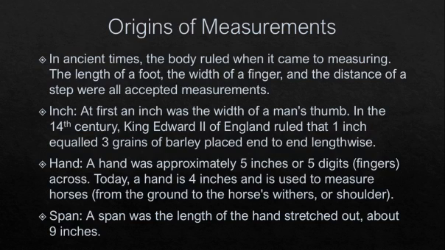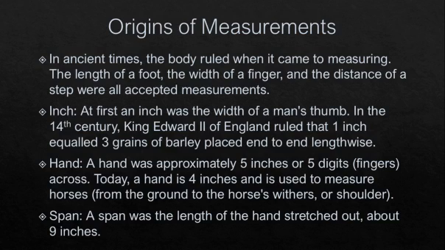So an inch. At first, an inch was the width of a man's thumb. In the 14th century, King Edward II of England ruled that 1 inch equals 3 grains of barley placed end to end lengthwise. So this would be a way to make it more standard. But again, 3 grains of barley, that's not the most standard thing. You might have larger and smaller grains of barley.